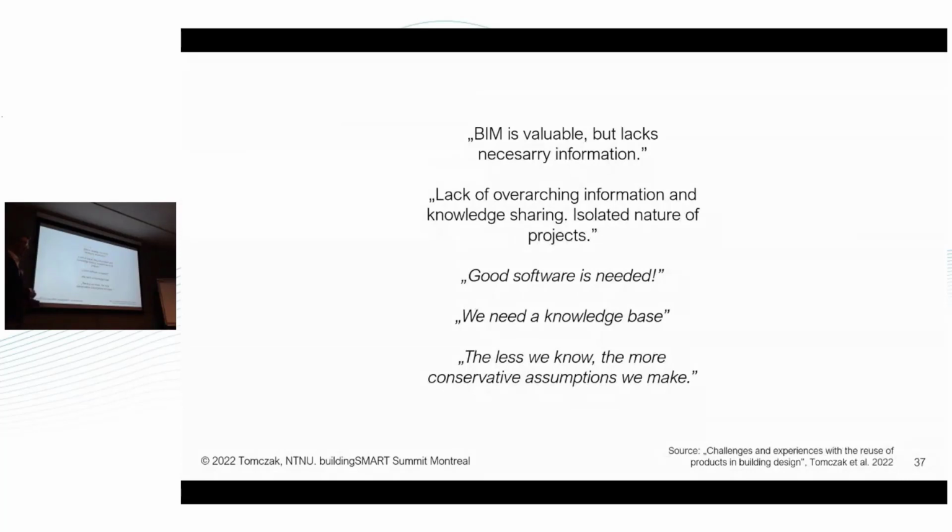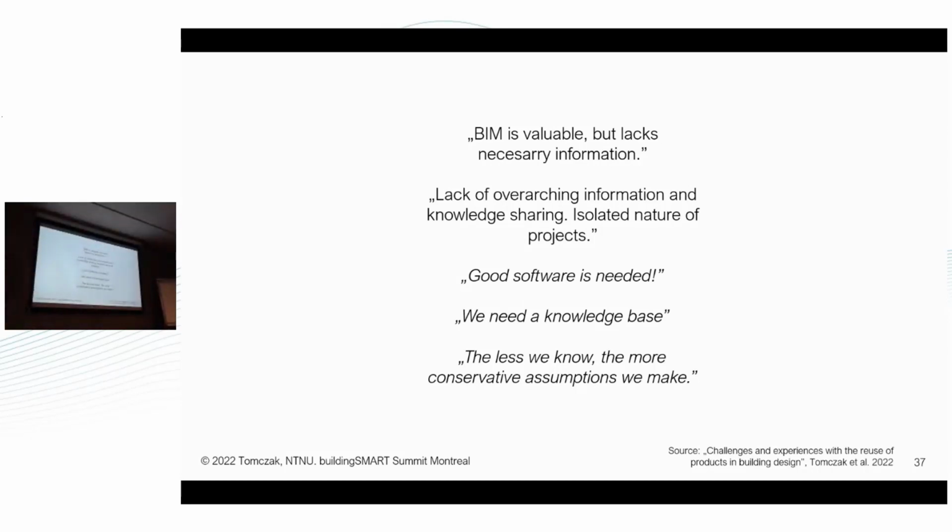So we know why we want to require some information and what we want to require. Now those are the quotes that we had from some of the interviews with people that already practiced circularity on projects. They were complaining about BIM information modeling support on projects, and that we lack overarching information and knowledge sharing between companies and between industries. They said we need good software, we need a knowledge base, and that they have to make a lot of assumptions because this data is not available.